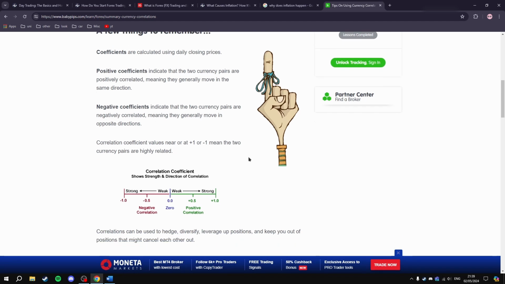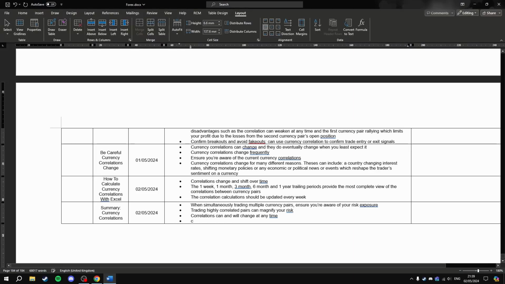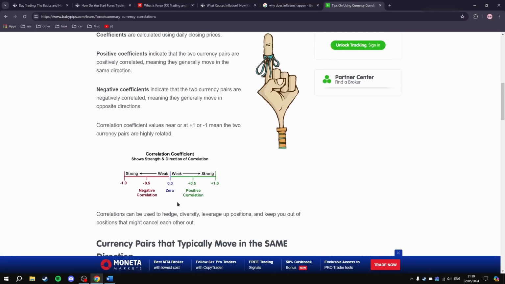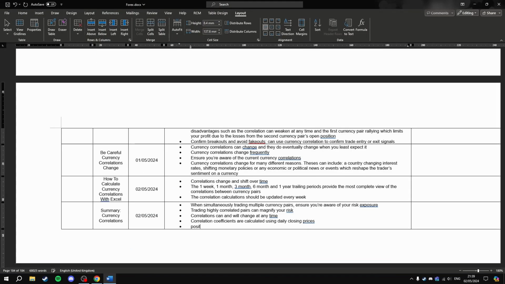Correlation coefficients are calculated using daily closing prices. Positive coefficients indicate that two currency pairs are positively correlated, meaning they generally move in the same direction. A positive coefficient means the currency pairs are positively correlated, so they move in the same direction.